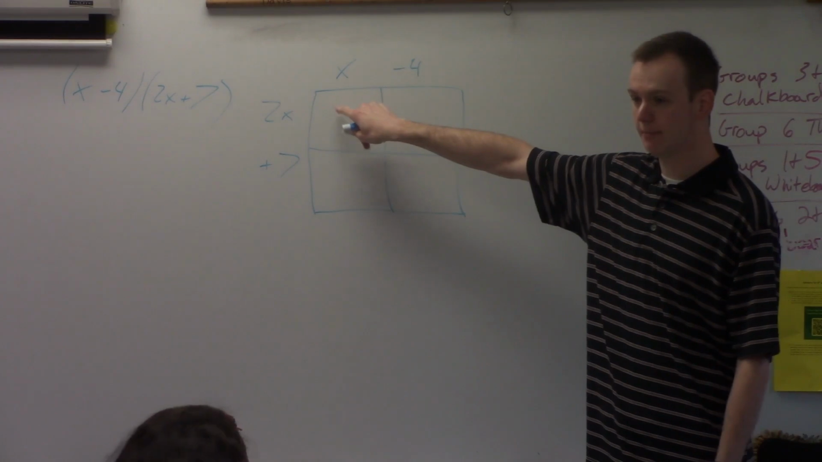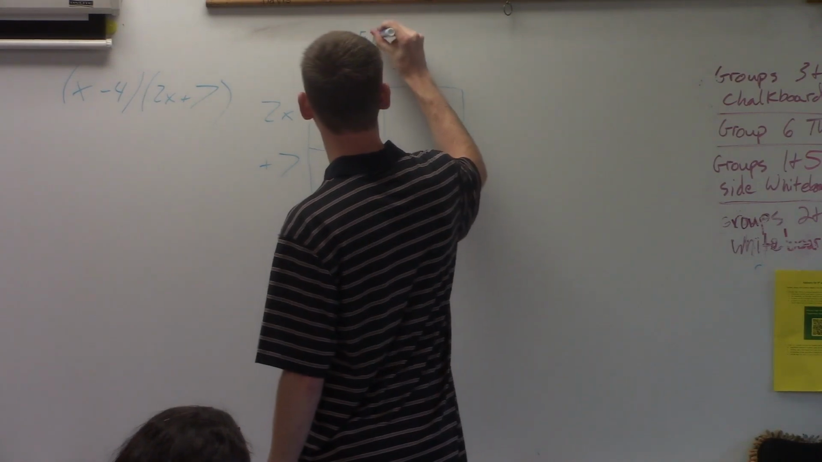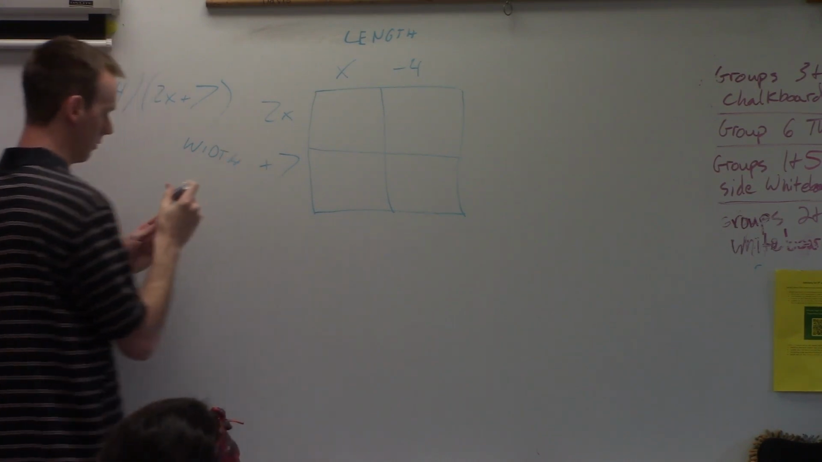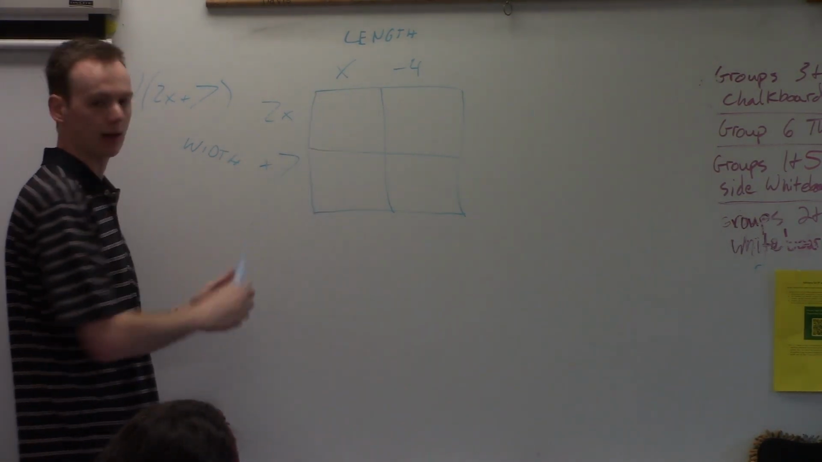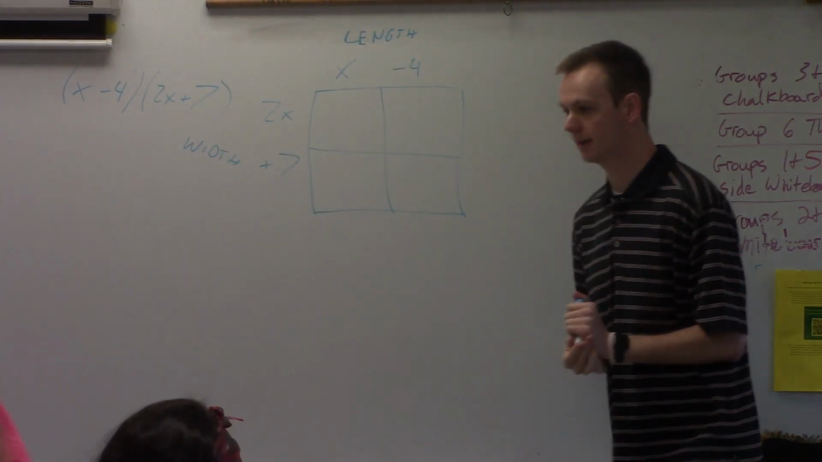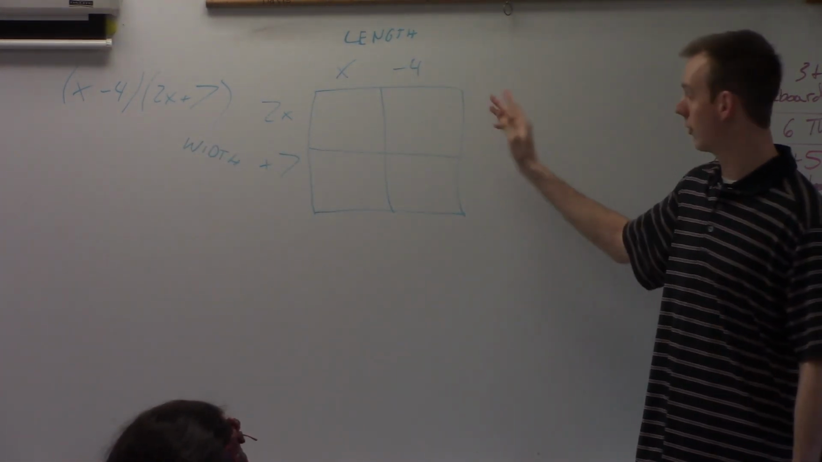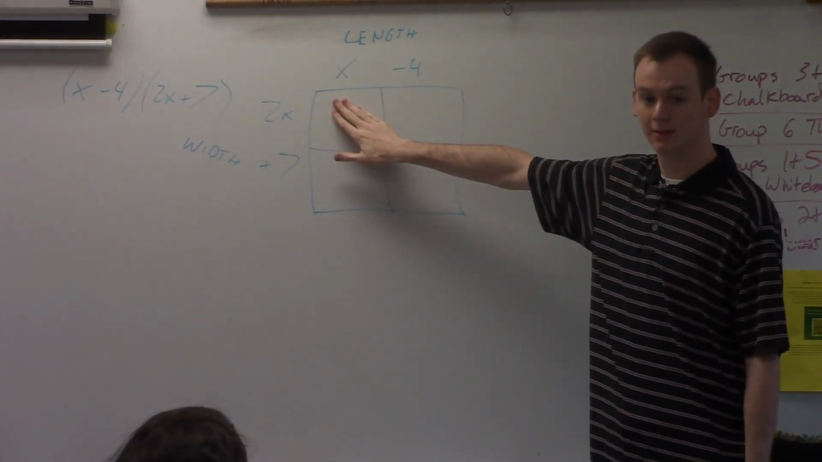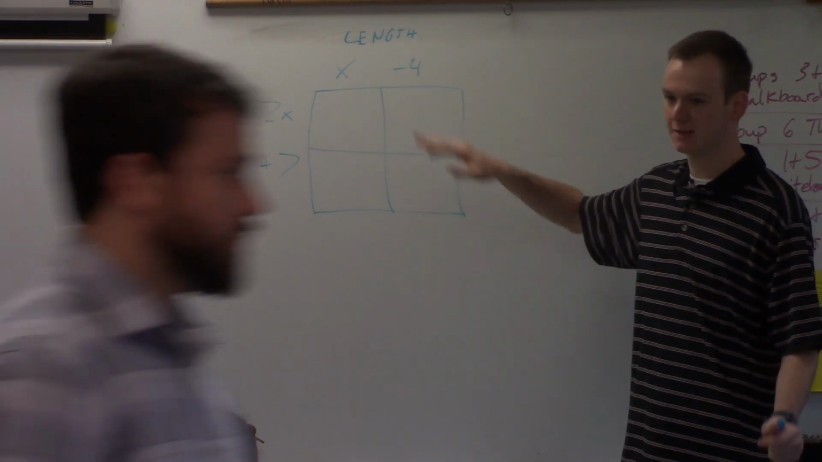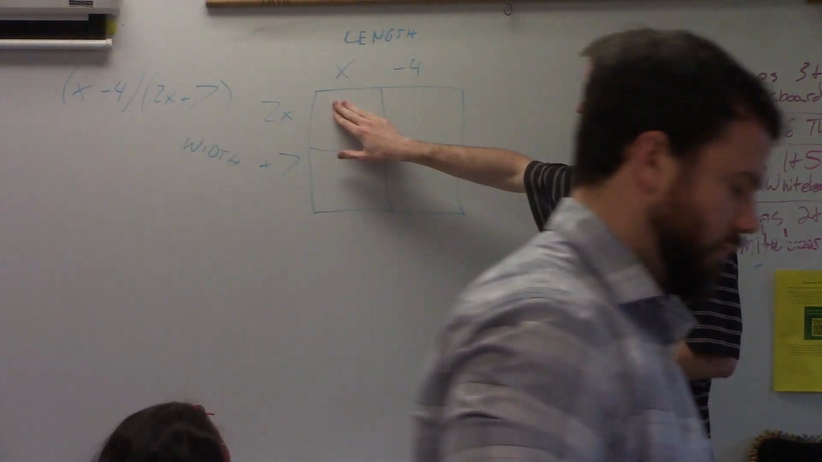So this little top left rectangle up here, we'll call this the length, and we'll call this the width. What is the length of this top left rectangle? The length of the whole rectangle is x minus 4, but if we break it up, it's just x. The length of the other piece would be -4, which doesn't make sense because a length can't be negative, but we're just using this as a model. So the length is x, and the width is what?